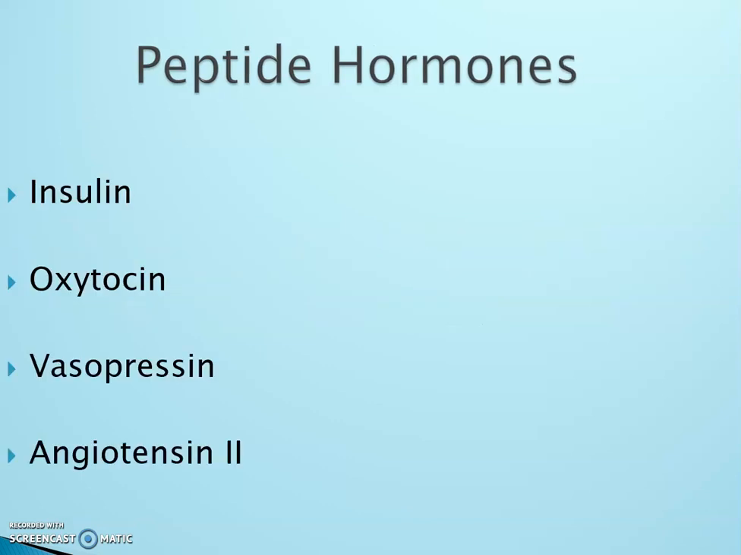The different types of protein hormones are insulin, oxytocin, vasopressin, and angiotensin II. We already discussed that all these four hormones contain a peptide chain in their structure. That is why these hormones are classified into the peptide hormone category. We will discuss each hormone in detail. What is the chemical structure? What are the functions of these four hormones? First, we are going to discuss insulin.